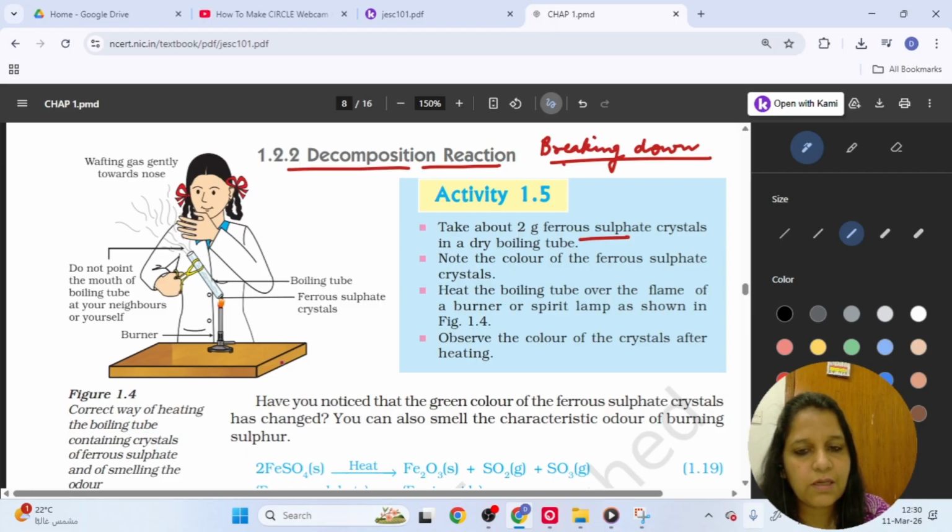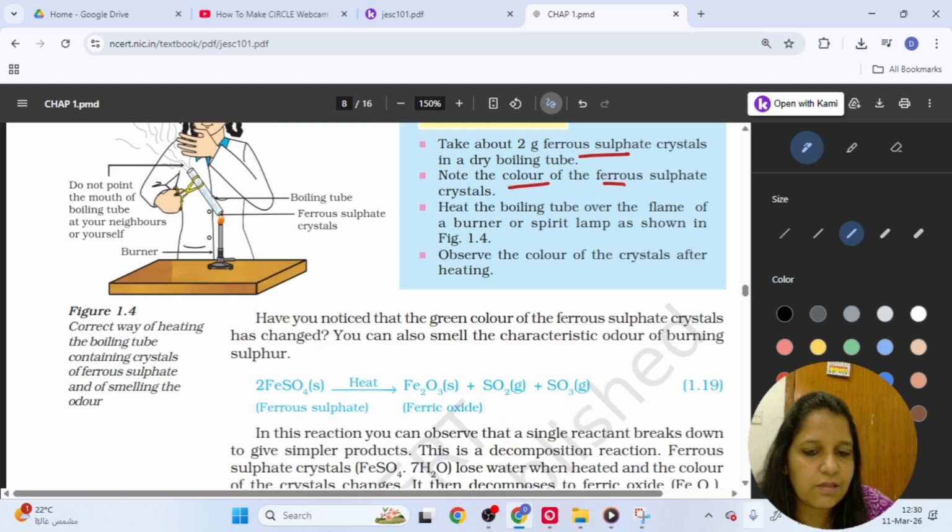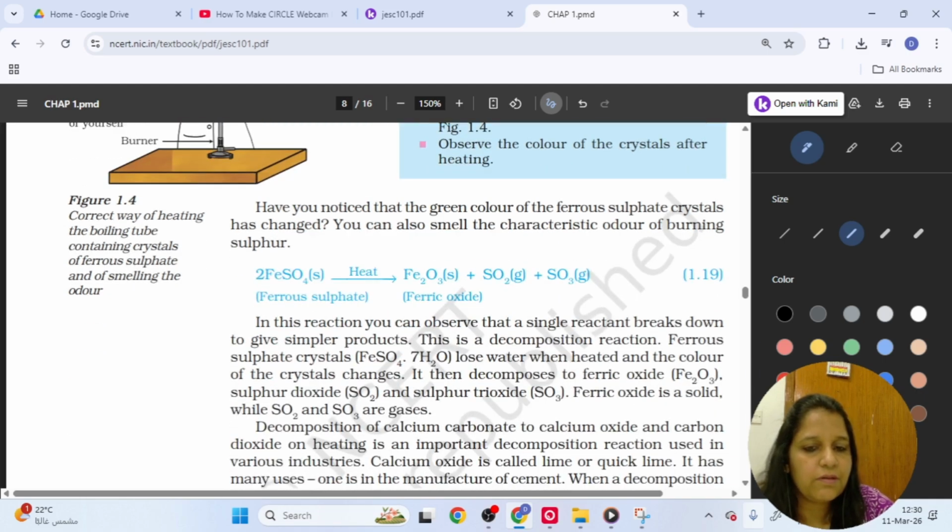What will happen? Now you note down the color of the ferrous sulfate, and when you heat it over the spirit lamp, the color of the ferrous sulfate crystals is going to change. So you need to observe the color of the crystals after heating. So what is going to happen basically over here? The formula for ferrous sulfate is FeSO4, and when it is heated, it loses its water of crystallization, as the formula can be represented as FeSO4.7H2O.